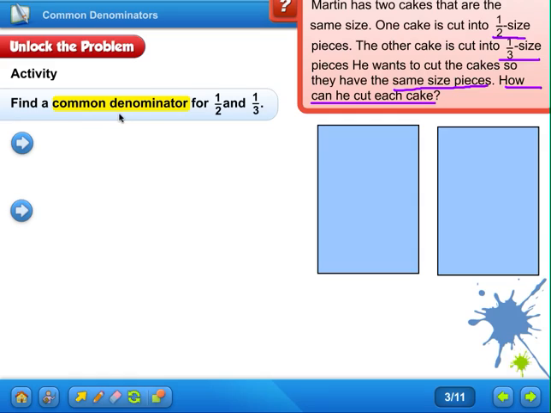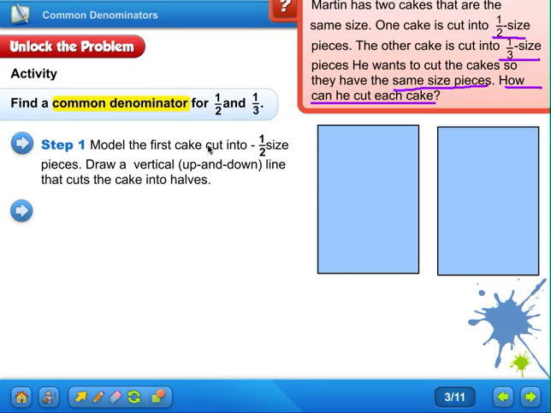Okay, find a common denominator for 1/2 and 1/3. So the denominator here is 2, and the denominator here is 3. The numerators are both 1, which when you're finding the common denominator, the numerator really doesn't matter. You'll see we have to change it, but it doesn't matter what the number is. We are really focusing on these denominators, 2 and 3. So let's find the steps, what we're going to have to do to find a common denominator.